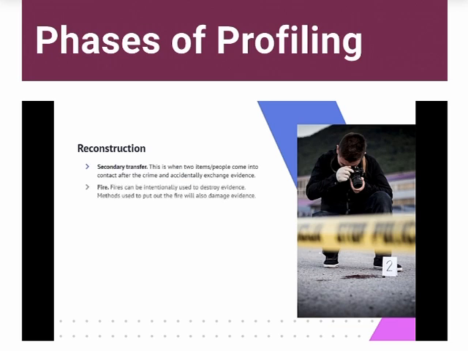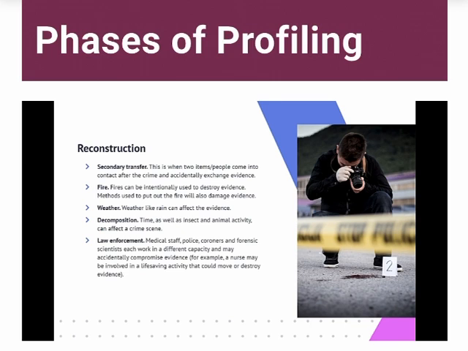Secondary transfer. This is when two items or people come into contact after the crime and accidentally exchange evidence. Fire. Fires can be intentionally used to destroy evidence. Methods used to put out the fire will also damage evidence. Weather. Weather like rain can affect the evidence. Decomposition. Time, as well as insect and animal activity, can affect a crime scene. Law enforcement. Medical staff, police, coroners and forensic scientists each work in a different capacity and may accidentally compromise evidence. For example, a nurse may be involved in a life-saving activity that could move or destroy evidence.